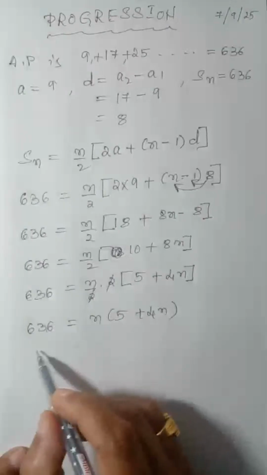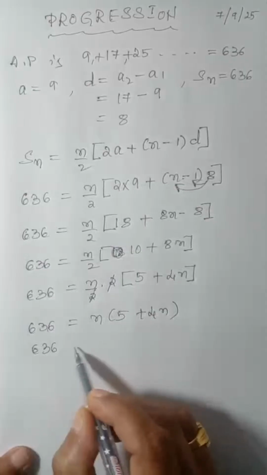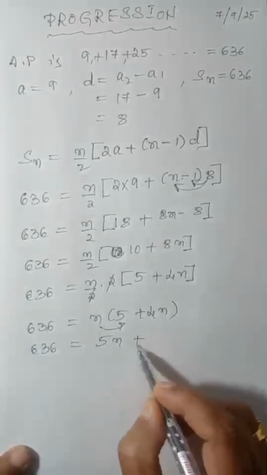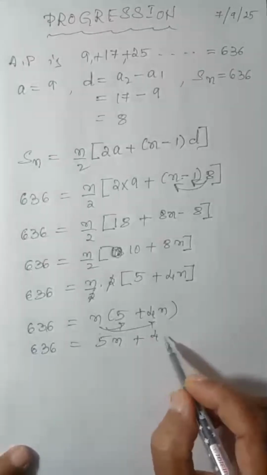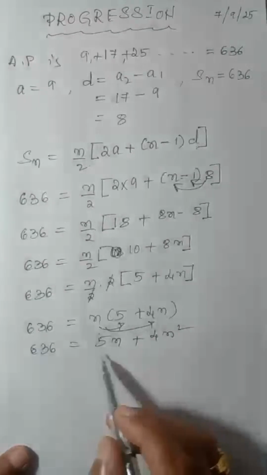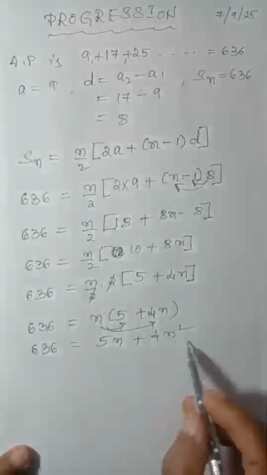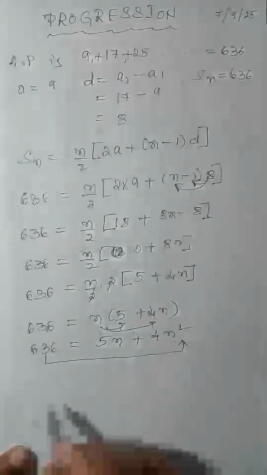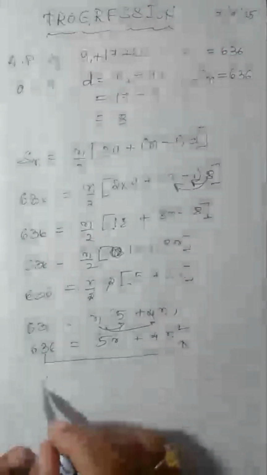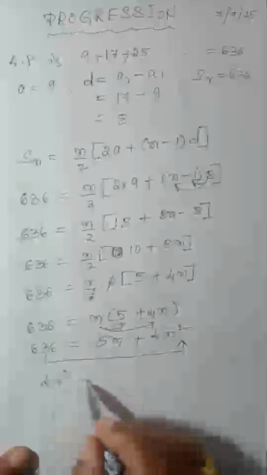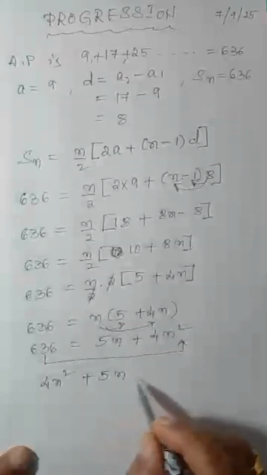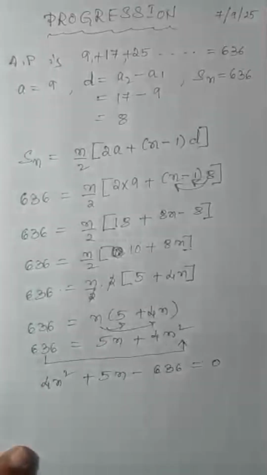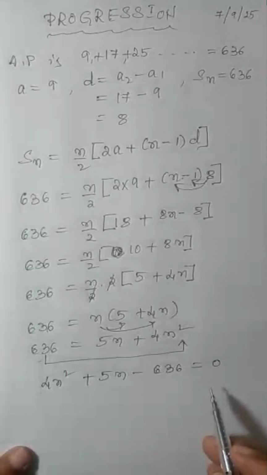Here I want to apply the distributive property. Distributive property: 636 is equivalent to n into 5, that is 5n, plus n into 4n, that becomes 4n square. So this is the binomial 5n plus 4n square. Taking the terms in order, the equation becomes 4n square plus 5n minus 636 is equal to 0. It forms a quadratic equation.